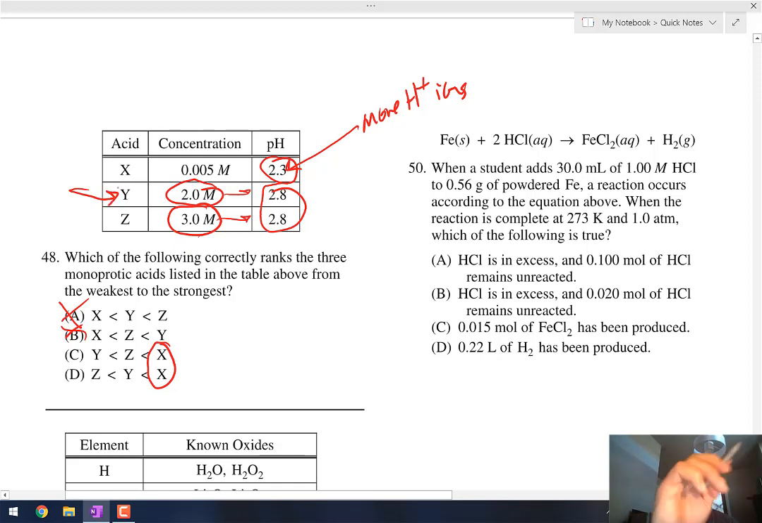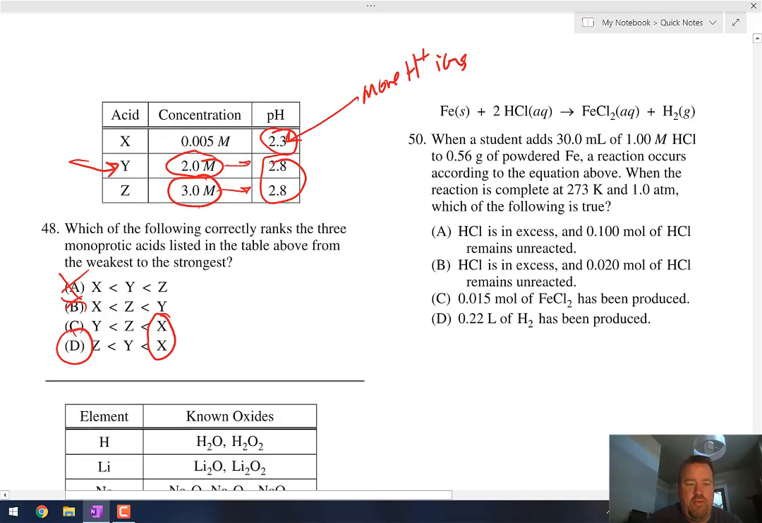Because again, at a lower concentration, if it produces the same amount of hydrogen ions, that means it's a stronger acid. That means more of that acid is breaking apart than the 3 molar one is. So Y is a stronger acid than Z is, which means the correct answer is D.